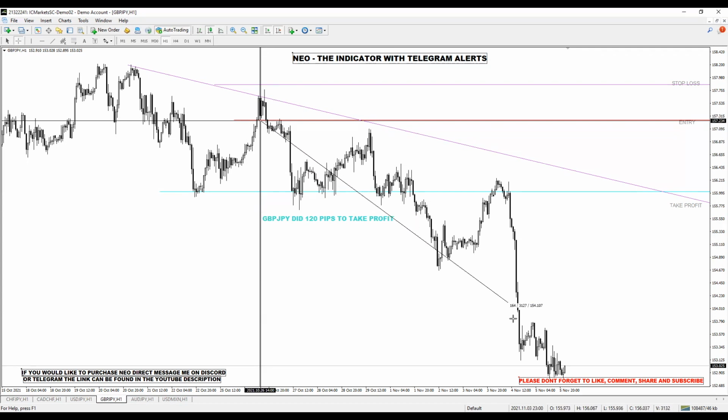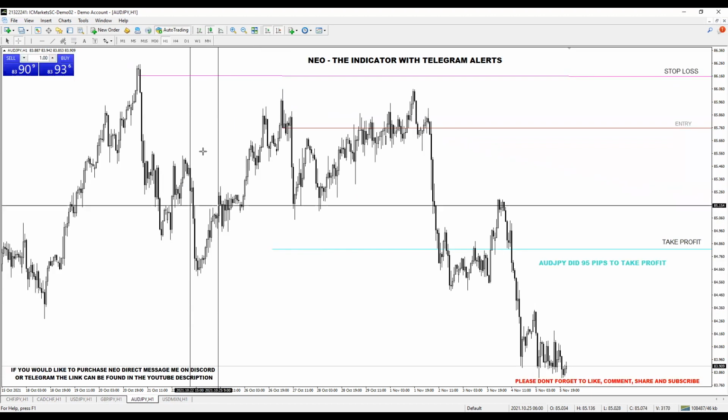And then of course, going into NFP week, it did an absolutely fantastic 400 pip trade. Now, these are the types of trades that NEO can provide for you. It won't happen every single day, but every week, every other week, yes, there are trades like this that NEO can provide for you. This is why it's such a great system.